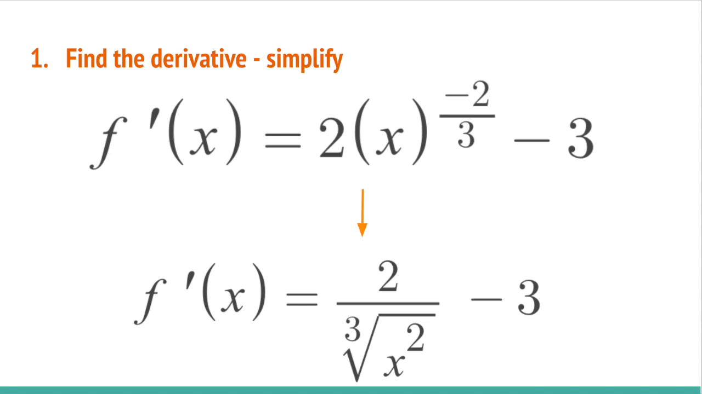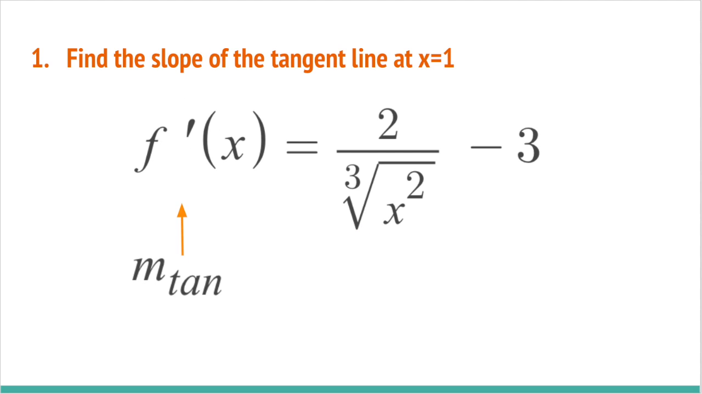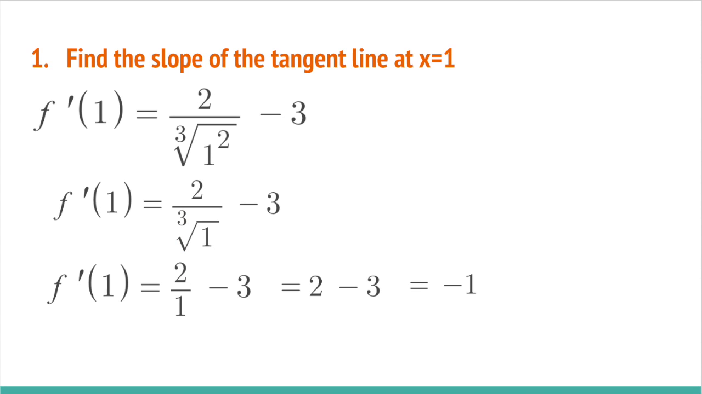Now that we have found the derivative, we have to find the slope of the tangent line. f prime of x is equal to the slope of the tangent line. So the only thing we have to do is substitute the 1 into the equation. Doing the process, the final answer is equal to negative 1.